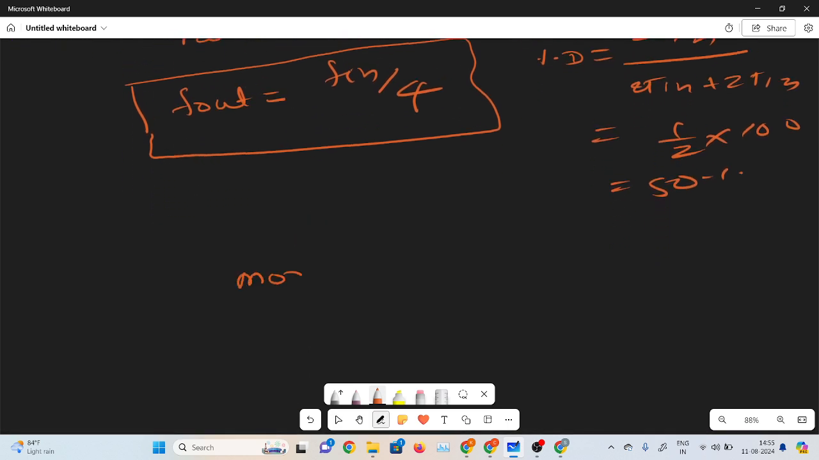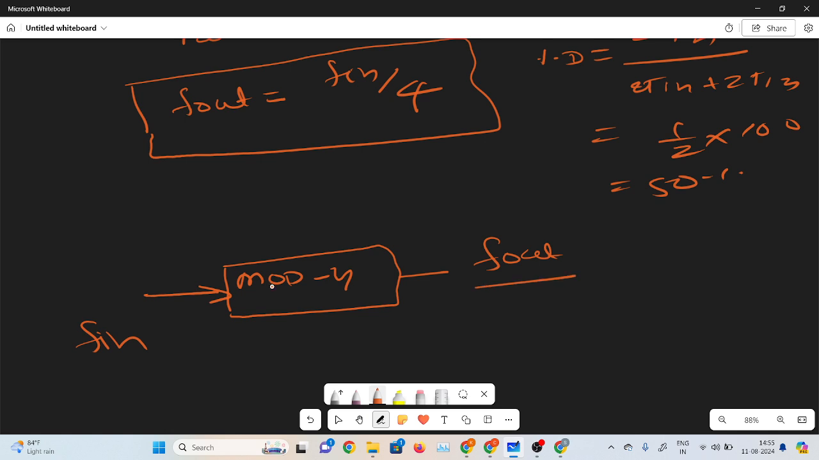Here I will use the mod 4 counter. Don't worry about the mod 4 counter, I am using it directly. This is a very easy thing, and I assume that you already know how to make this mod 4 counter. If you don't know, in an upcoming video I will take one session and explain everything.